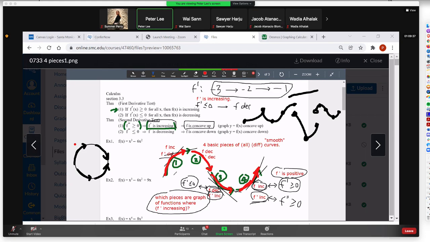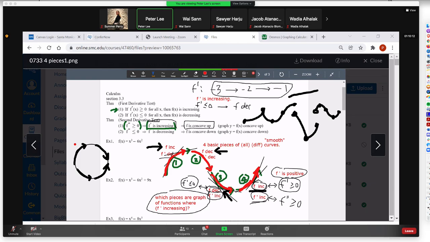Right. Concave up. If you look at number 1 here, now let's look at f. Let's see whether f is increasing or decreasing. For number 1, f is increasing. So piece number 1, f is increasing. The function is actually going up. And then number 2 and number 3, f is decreasing. And then number 4, f is increasing again.